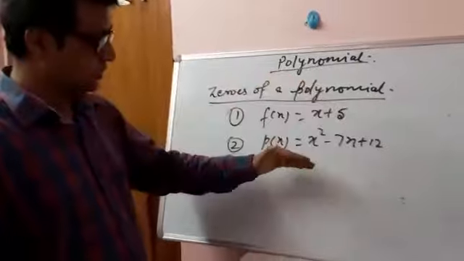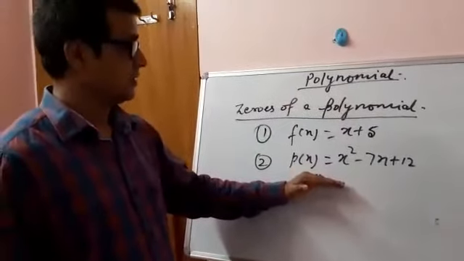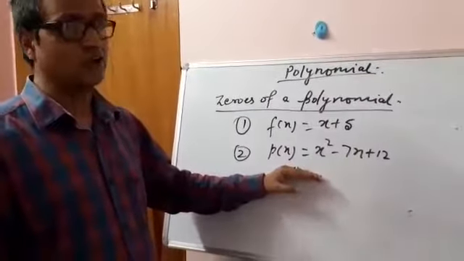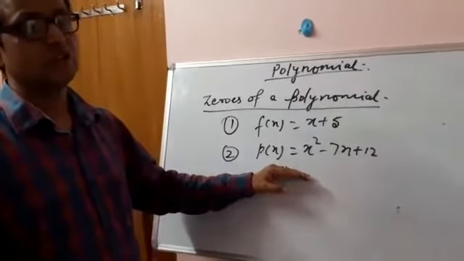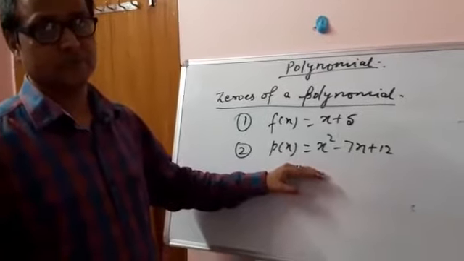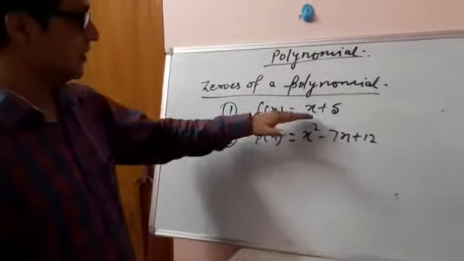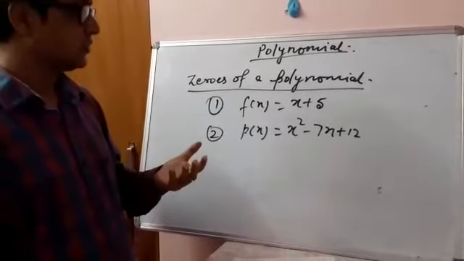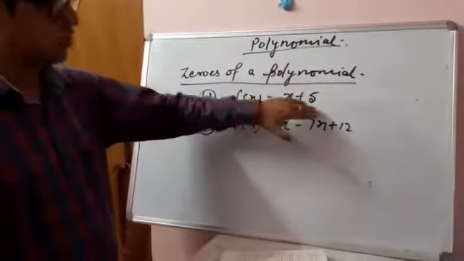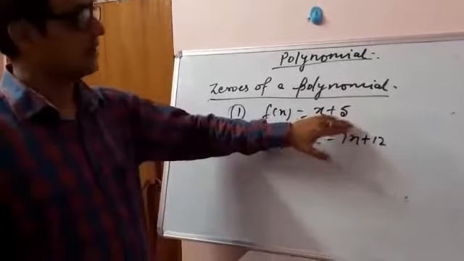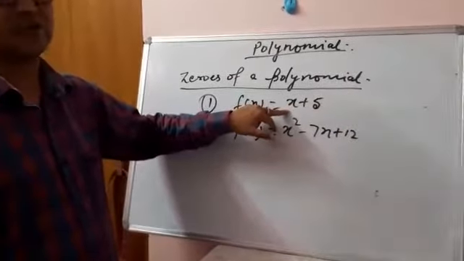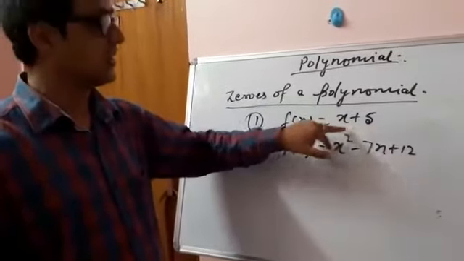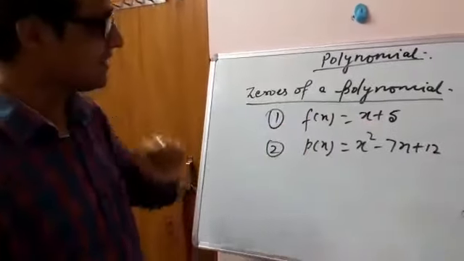See, with the two polynomials in front of us, we need to search for the value of a variable which will make the whole polynomial 0. As for example, here we have x plus 5. I am asking you, do you have any value which will make this whole polynomial 0? Your answer will be yes. If we write for x here minus 5, then minus 5 plus 5 gives 0. So this is exactly the meaning of zero.